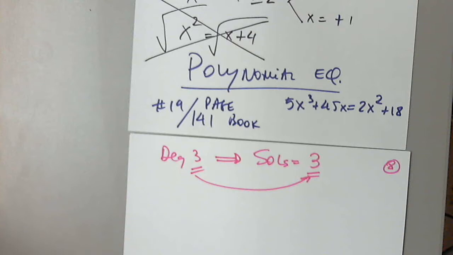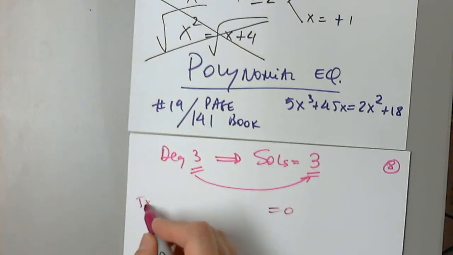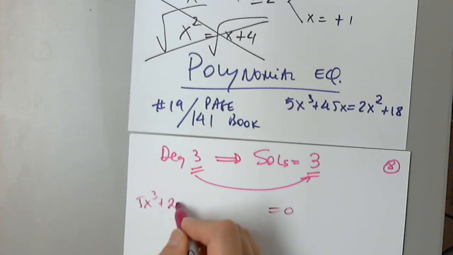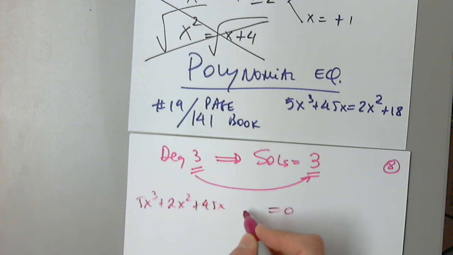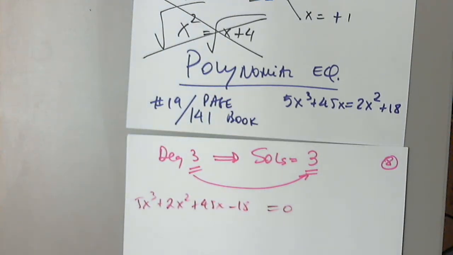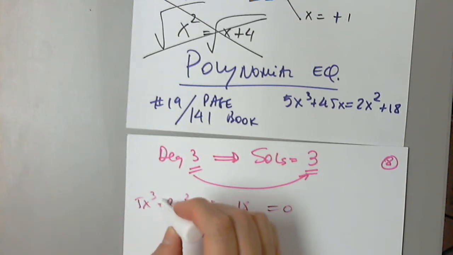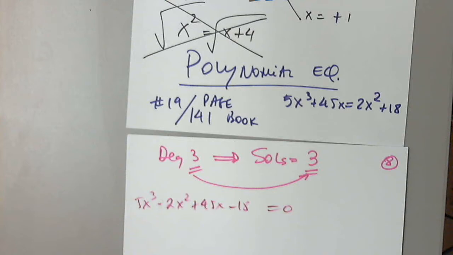Okay, next step would be to move everything to one side and set it equal to 0, which means 5x cubed plus 2x squared, I'm sorry, I meant to write minus, plus 45x minus 18. So I'm correcting that. So 5x cubed minus 2x squared plus 45x minus 18 equals 0.